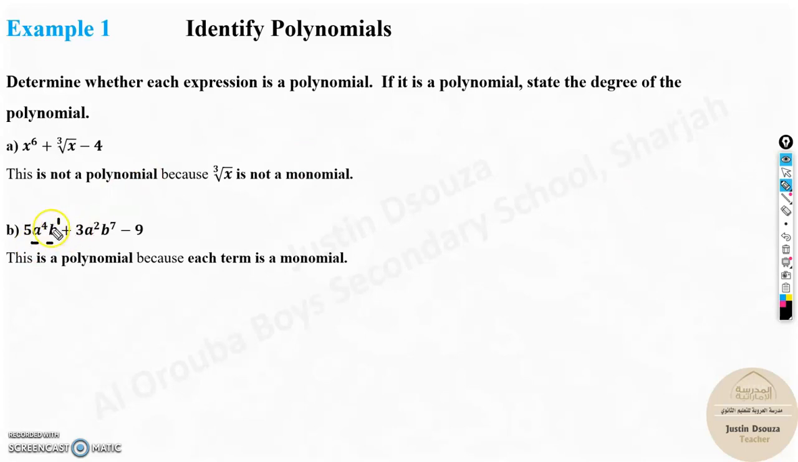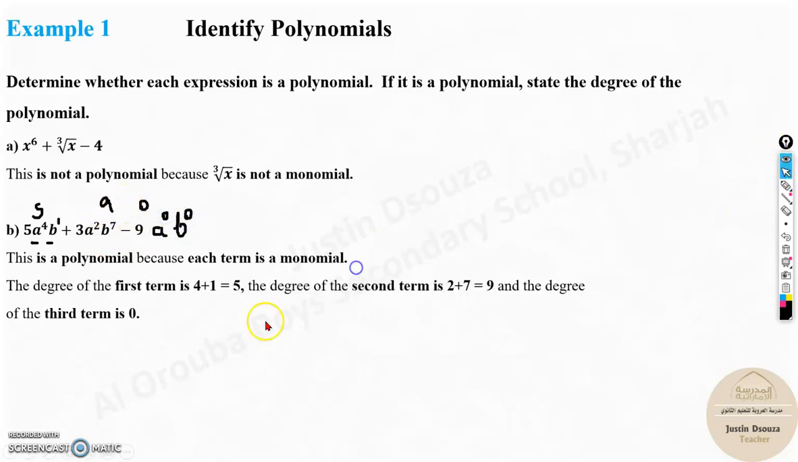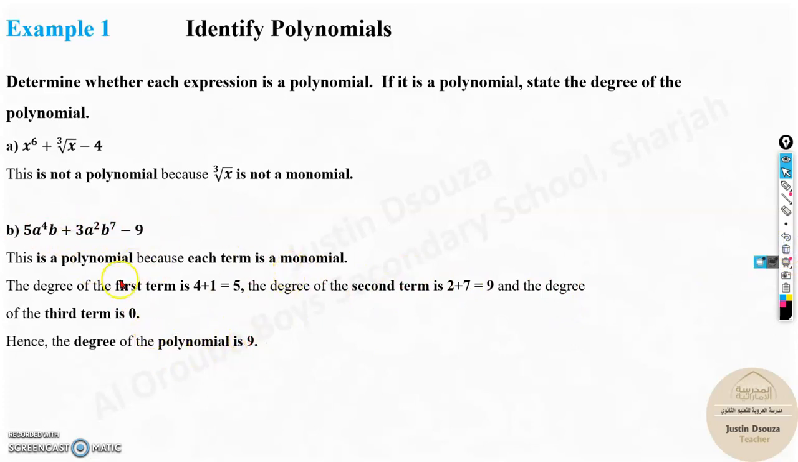4 plus 1. There's nothing, it's 1. 2 plus 7. It's 9 over here. This is 5 over here, 9. And what's over here? There's nothing, so it's 0. Basically, here you have a to the power 0, b to the power 0. So 0 plus 0 is 0 degree. So the degrees are 5 in the first monomial. The second term has 9. And lastly, it's 0. So what's the highest degree? The degree of this polynomial is 9.